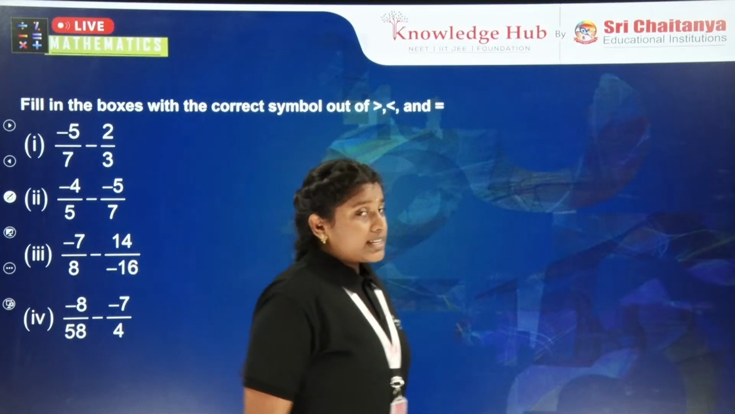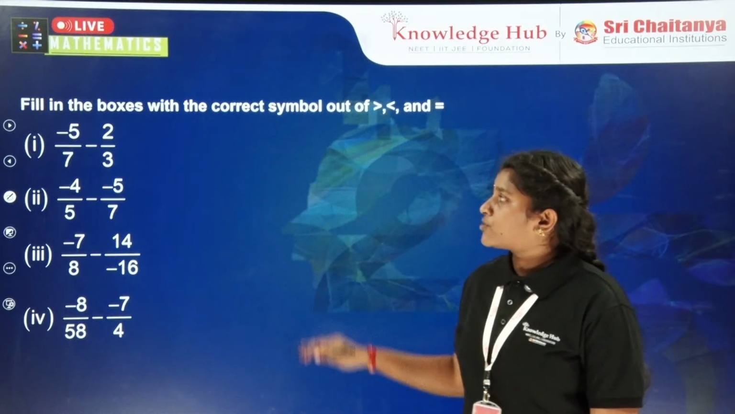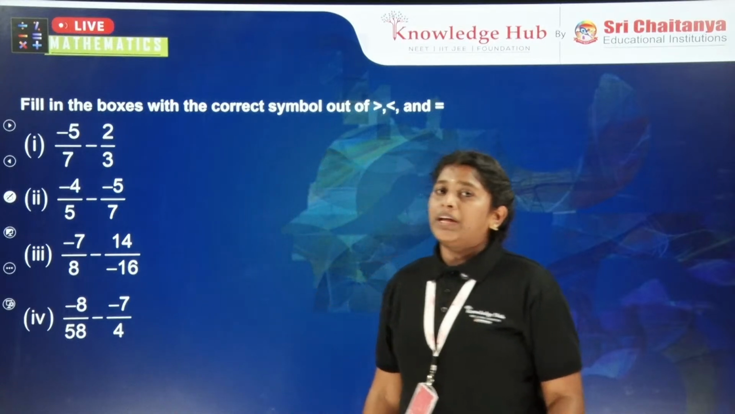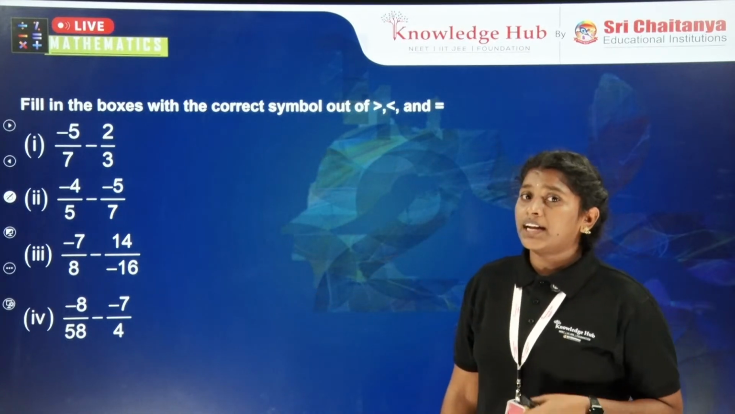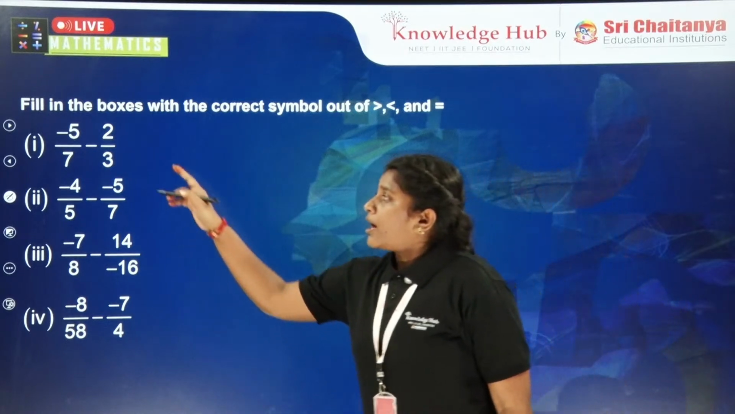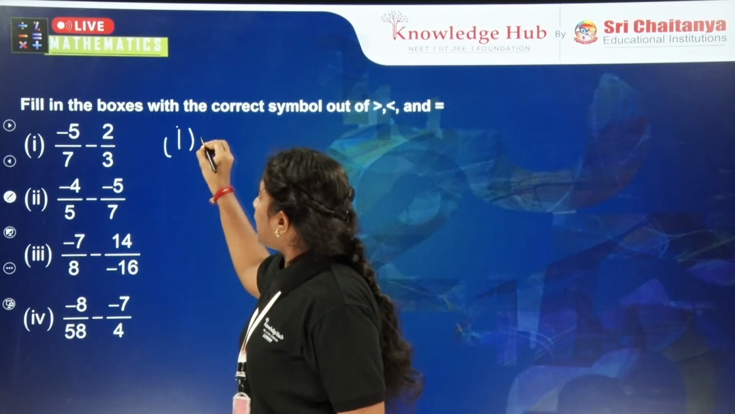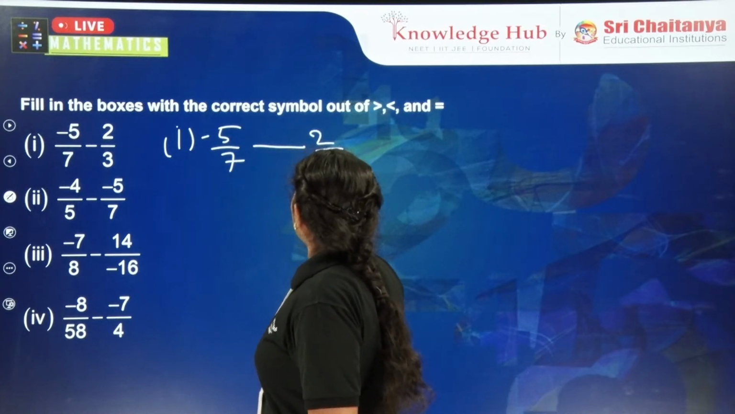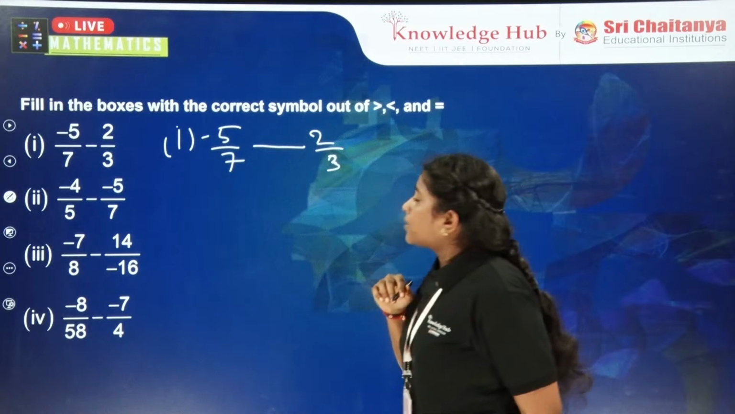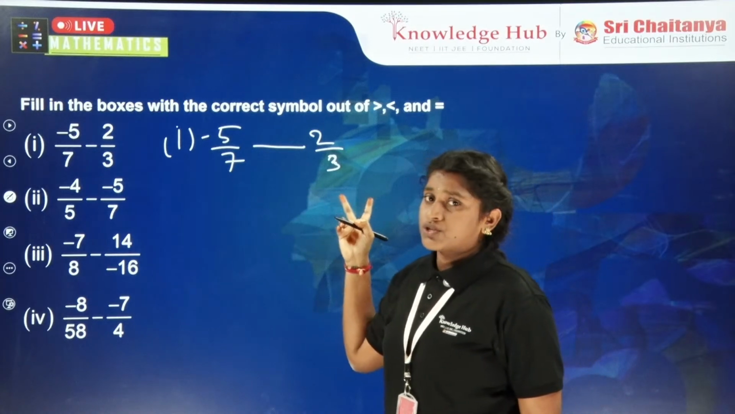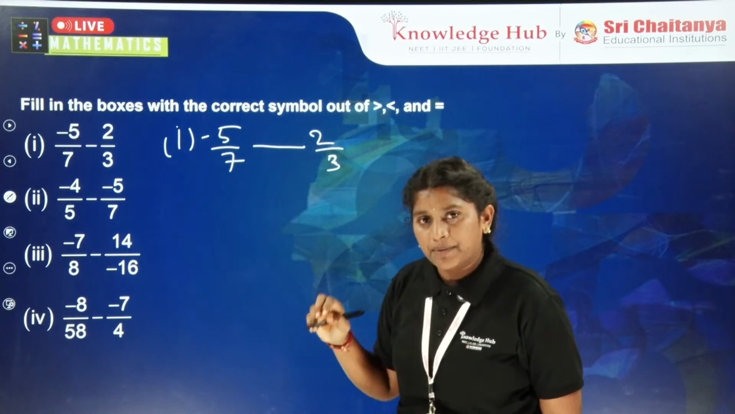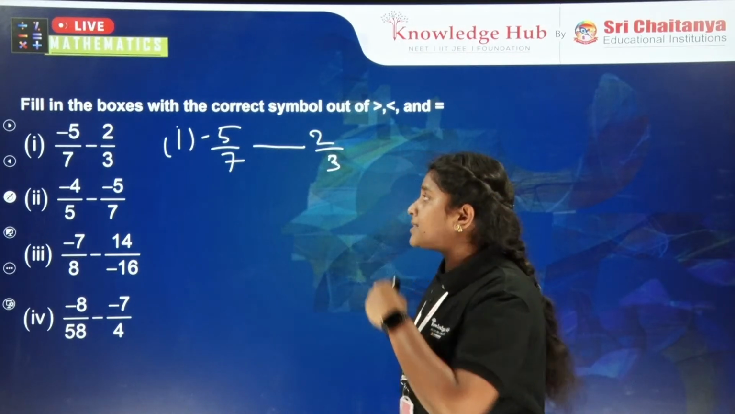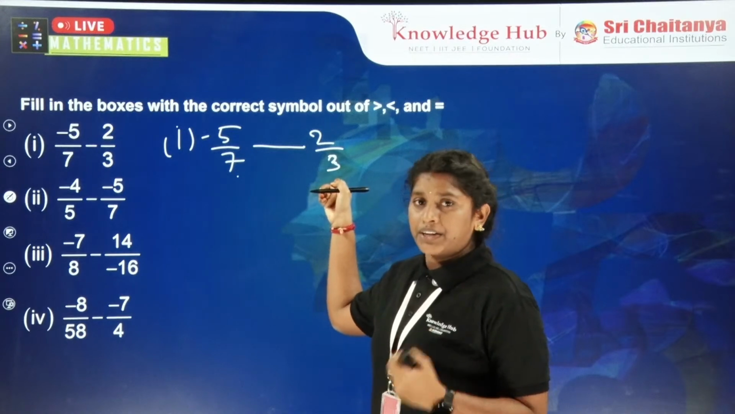Now moving to the next, let's solve a question on the comparison of rational numbers. Fill in the blanks with the correct option, whether it is less than, greater than, or equal to. Coming to your first one, they gave minus 5 by 7, fill it with 2 by 3. Here the denominators are different, so we have to make the denominators the same. In order to do that, we are going to find the LCM. The LCM is 7 into 3, which is 21.